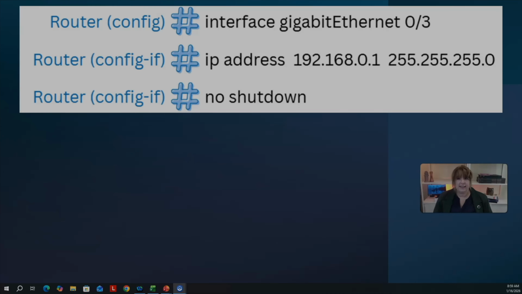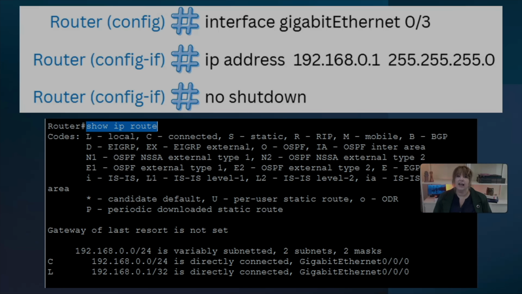Once the interface has an IP address and is up, the router automatically recognizes the network as directly connected and adds it to the routing table. No routing protocol is required. You use the show ip route command to view your routing table. The directly connected route exists because of the interface configuration, not because of a routing command. One key thing to remember is that if you skip the no shutdown step, the route will not appear, even though the address is configured.